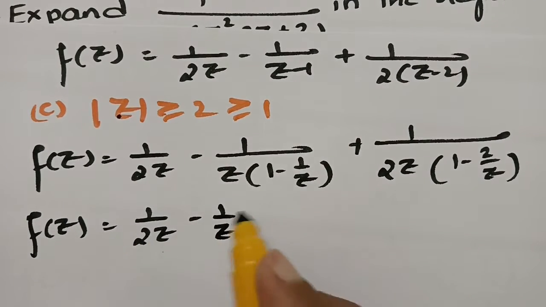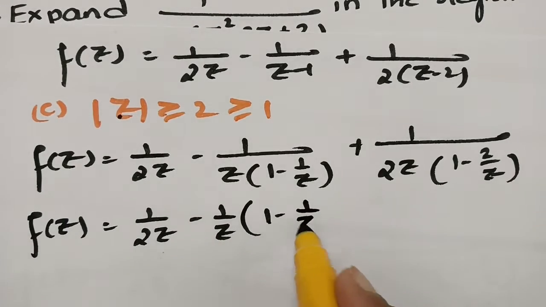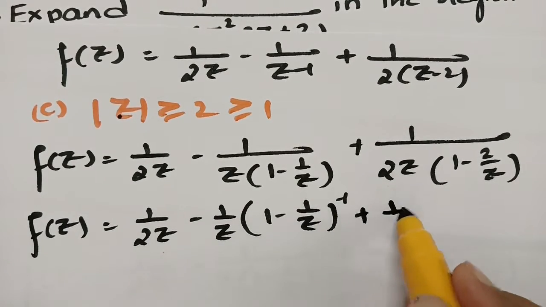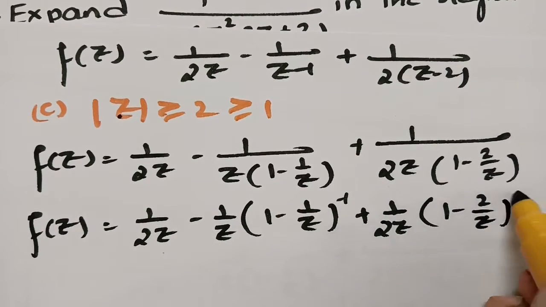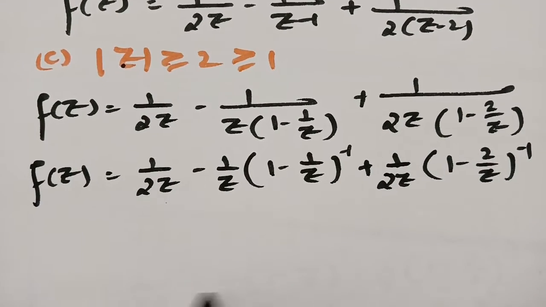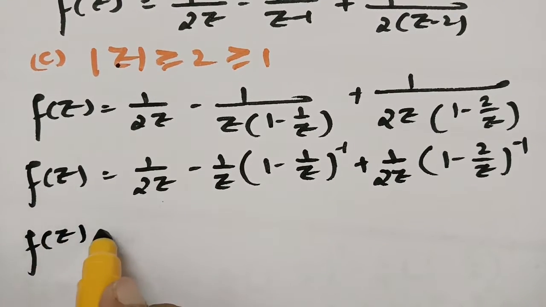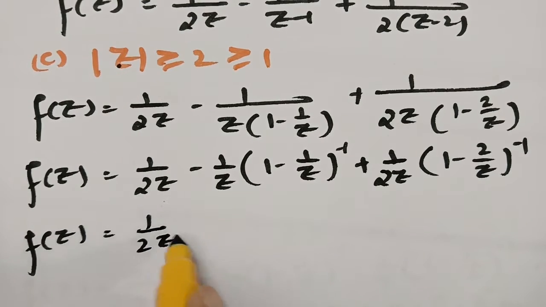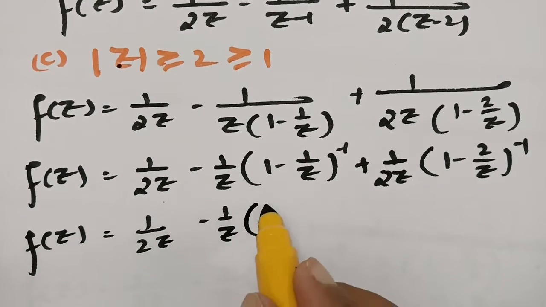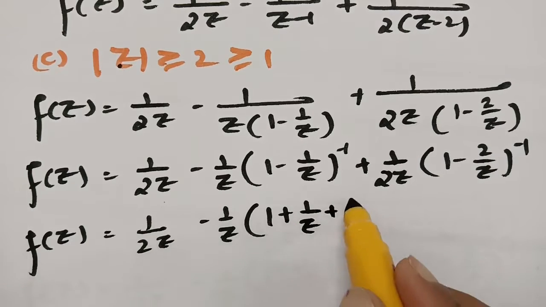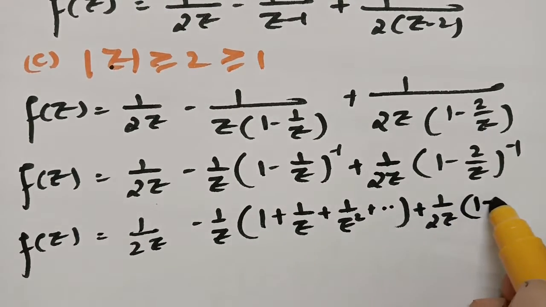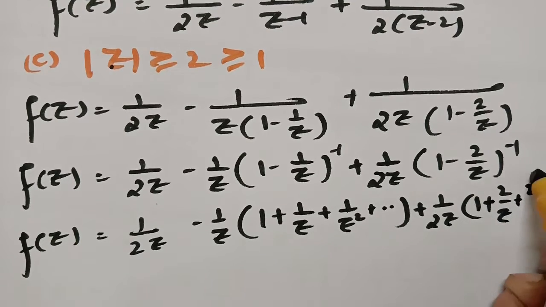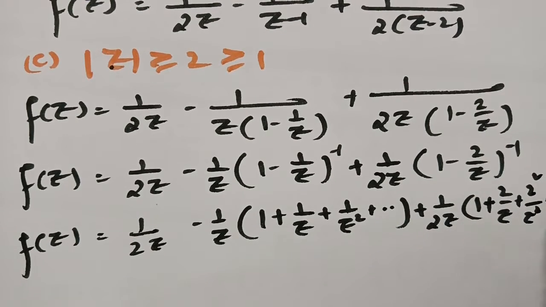So f of z value is equal to 1 by 2z times (1 minus 1 by z) inverse, plus 1 by 2z times (1 minus 2 by z) inverse. Therefore, f of z is equal to 1 by 2z times, if I expand this one, 1 plus 1 by z plus 1 by z square and so on. And next, 1 by 2z times, if I expand this one, 1 plus 2 by z plus 2 square by z square and so on.